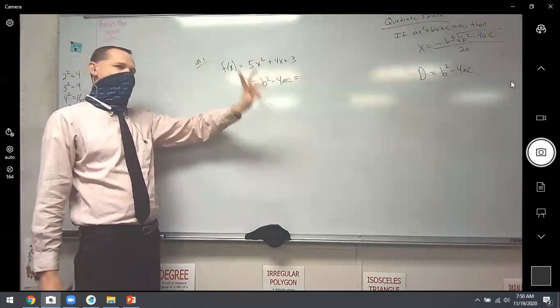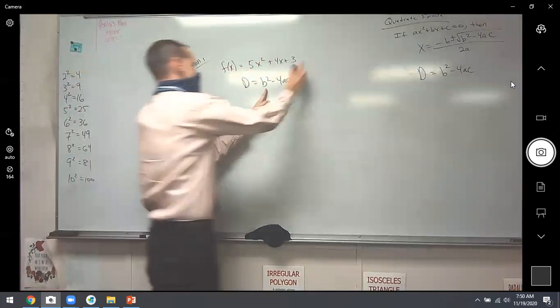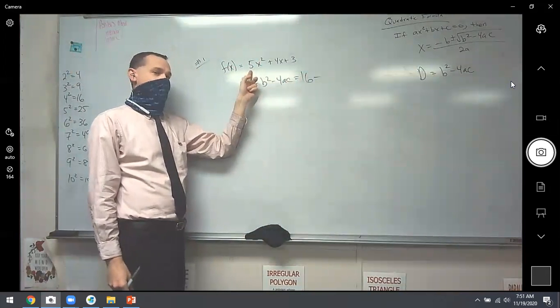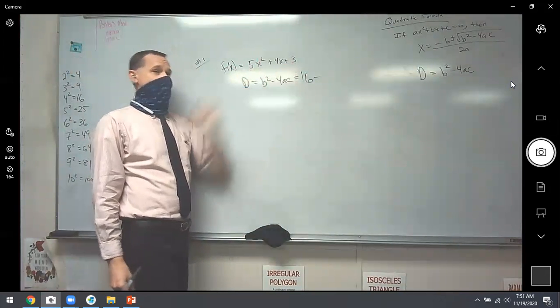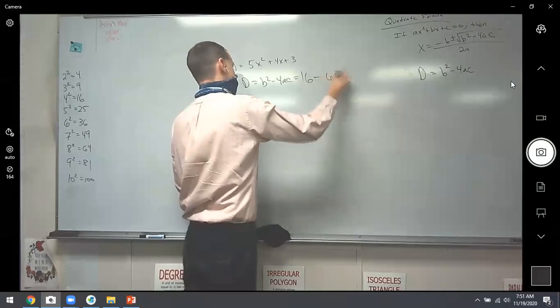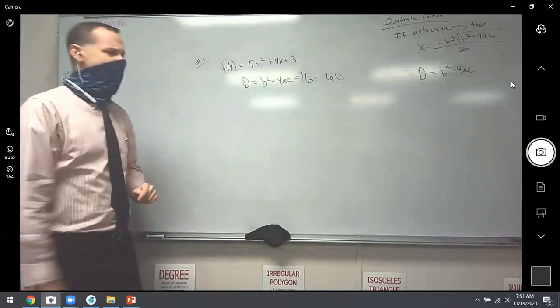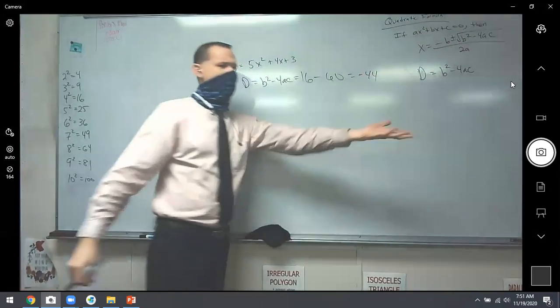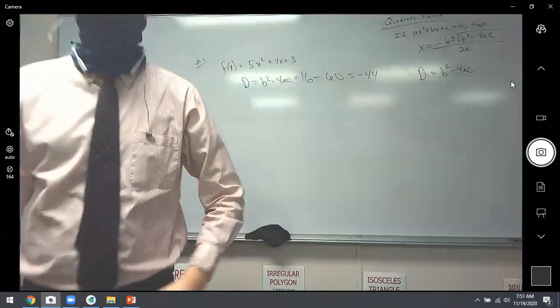I'm trying to go a little faster on this now. 4 squared is 16. 4 times a times c. 4 times 5 is 20, right? Times 3 would be 60. So 4ac altogether will be 60. And 16 minus 60 is negative 44. So according to your little cheat sheet up there, what does that mean when your discriminant is negative?